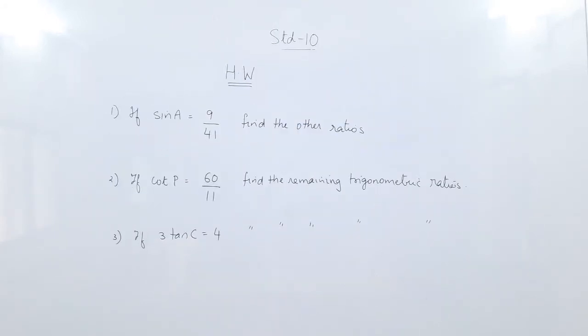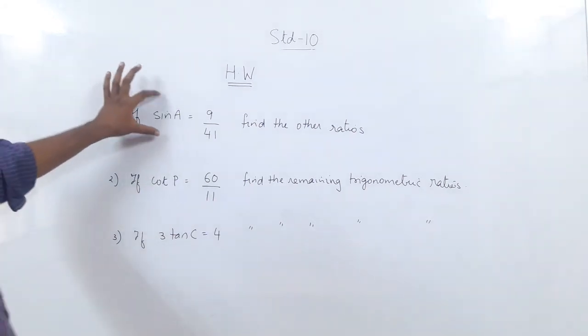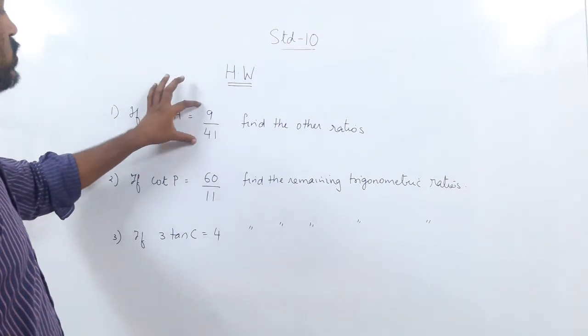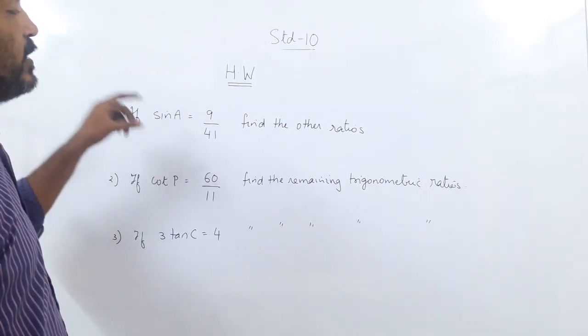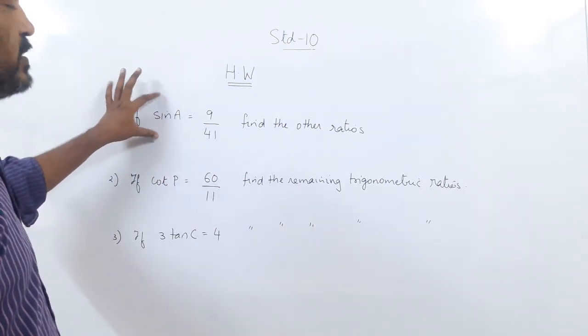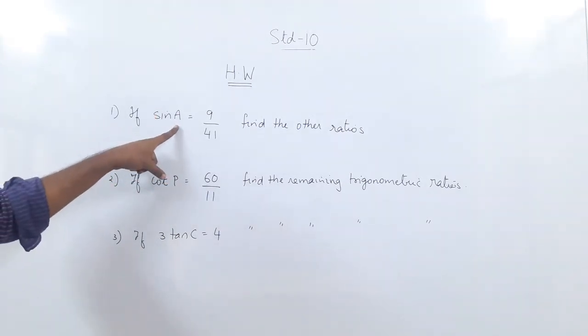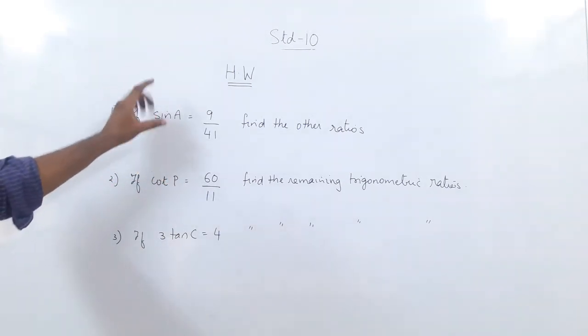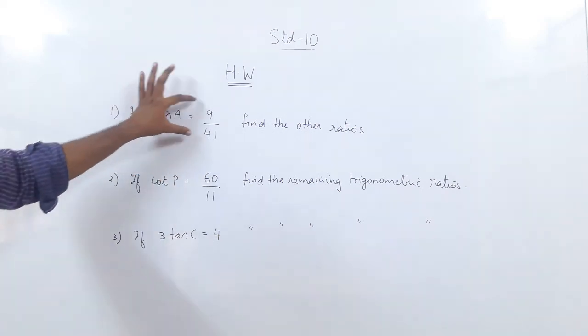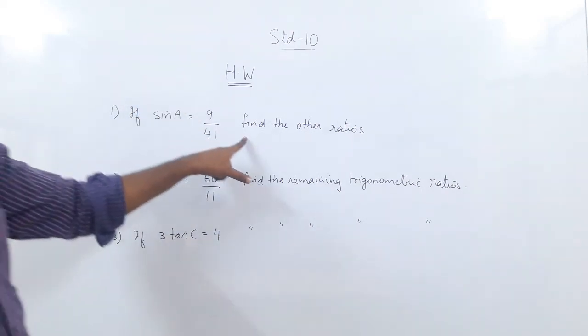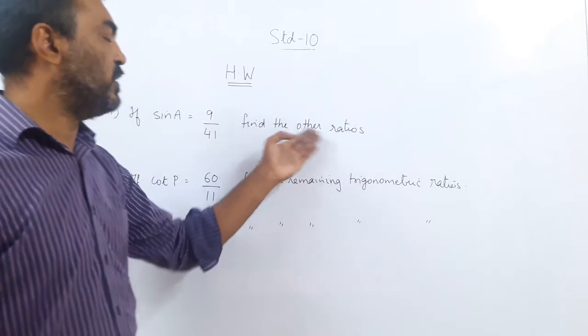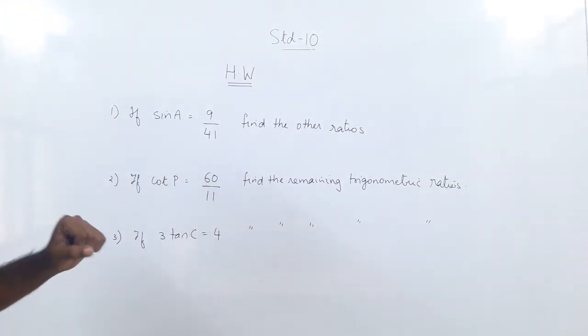So I do hope you have enjoyed today's lecture. So I have left you this homework. Okay? If sine A is 9 upon 41, the ratio is 9 upon 41. So you can imagine, you can take any triangle you want, ABC, but it should have an angle A. Okay? ABC, whatever the right angle, A should be an acute angle. So in that triangle, the sine of A is given as 9 by 41. You have to find the remaining trigonometric ratios.